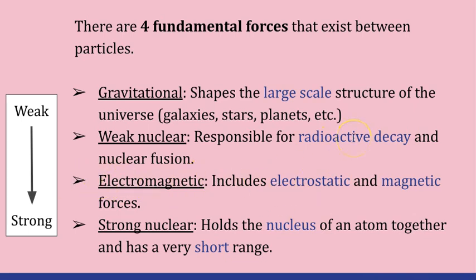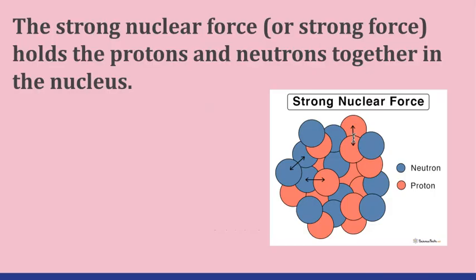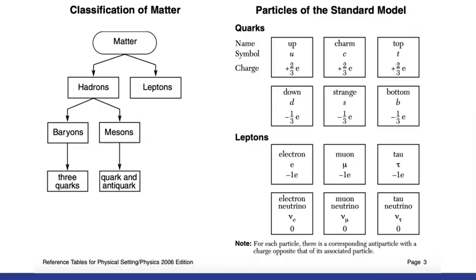Electromagnetic includes electrostatic and magnetic forces, so we've learned about electrostatic forces a lot, and many of us have some prior knowledge of magnetic forces if you've ever played with magnets. But today we're going to talk about the strong nuclear force, which holds the nucleus of an atom together, and it has a very short range. So it literally only works inside the nucleus of an atom. It won't work anywhere else because it can only work over such a short range. So basically, all you need to know is that the strong nuclear force, which is sometimes just called the strong force, holds the protons and neutrons together. And that's basically it.